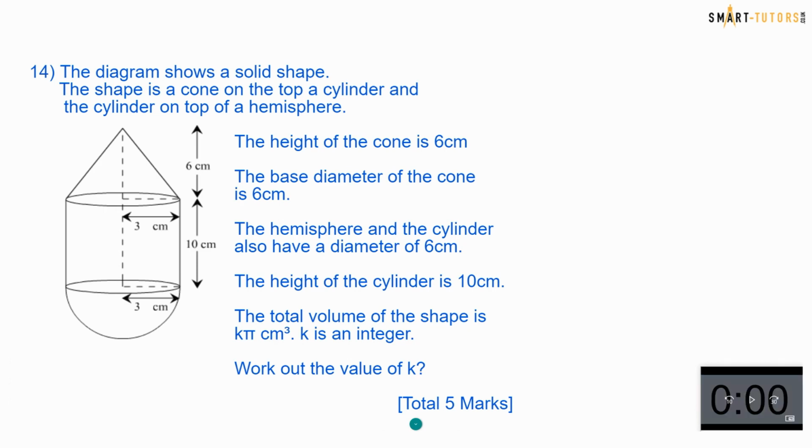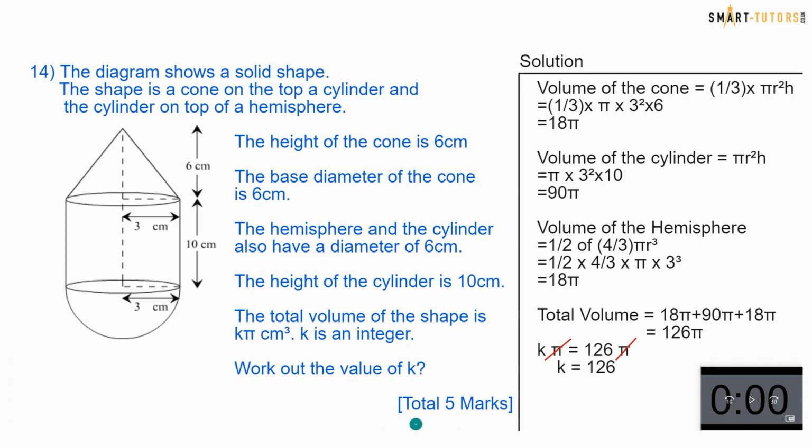That is the end of the time allocated for question number 14. Let's look at the answer and the working. So the answer for question number 14 is K equals 126. Let's look at each step for this one. Volume of the cone is 1/3 pi r squared h.